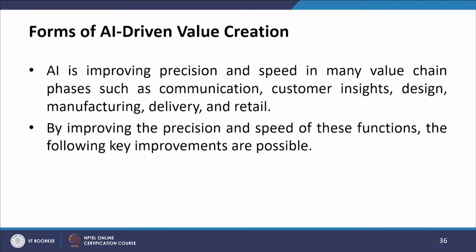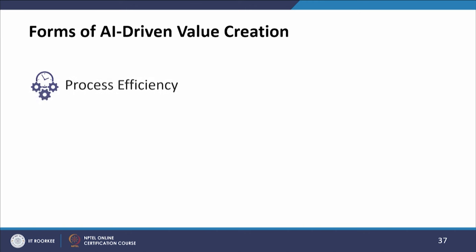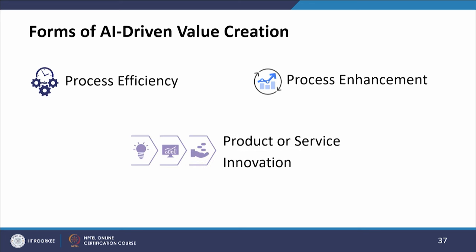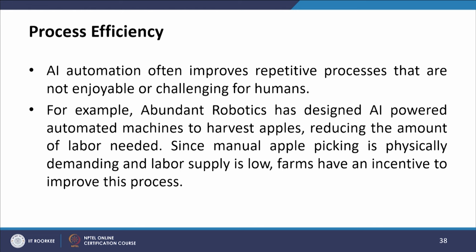Now, let us look at the forms of AI driven value creation. AI is improving precision and speed in many value chain phases such as communication, customer insights, designing, manufacturing, delivering and retail. By improving the precision and speed of these functions, the following key improvements are possible. One is process efficiency. Another is process enhancement. The third is product and service innovation. So, these are the forms of AI driven value creation: process efficiency, process enhancement and product or service innovation.